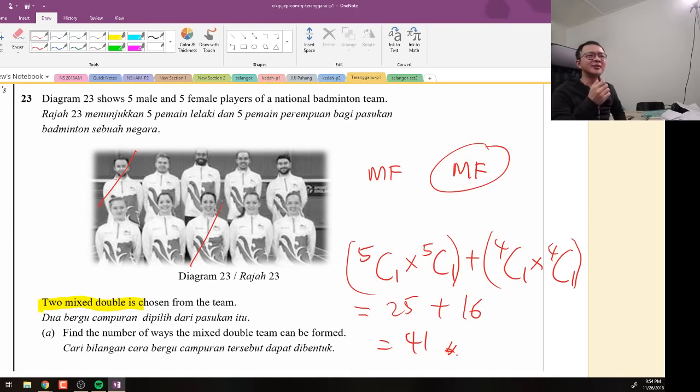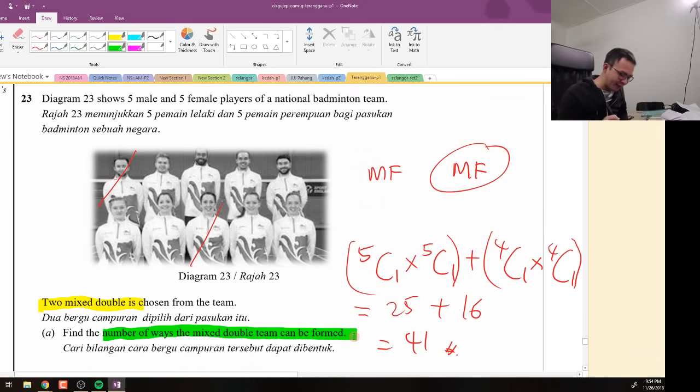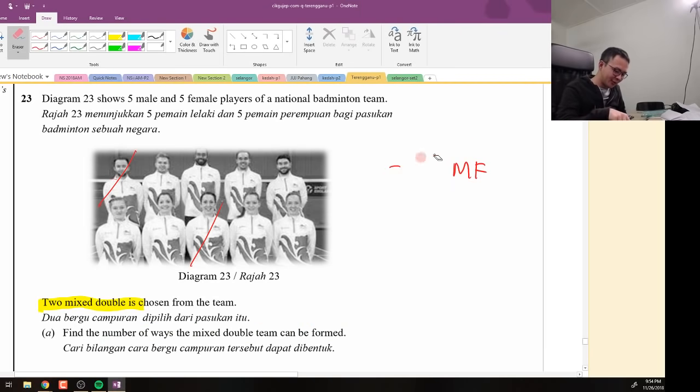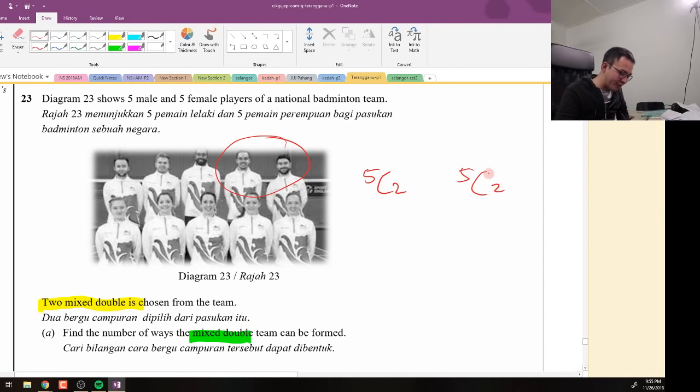Yeah, I guess it's just a number of this sentence here. They ask you about the number of ways the mixed double can be formed. Because you want to form the mixed double, isn't it? So imagine if I do the 5C2 here, that means I randomly select like this. And then I do another 5C2 for female. This one is 2 male. This one is 2 female. So you multiply them.